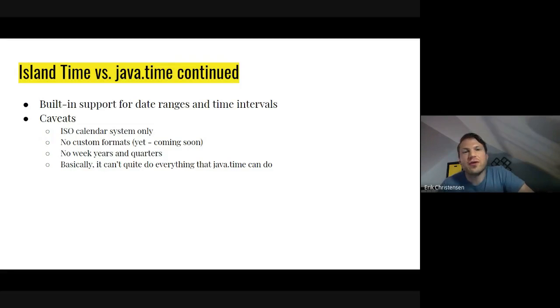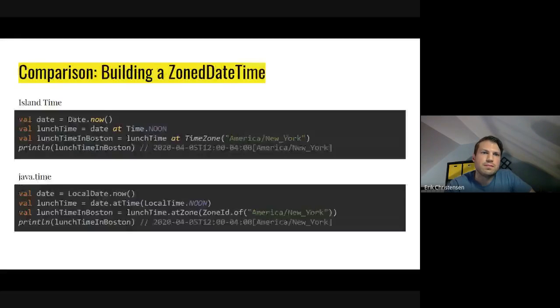It's ISO calendar system only. There's no support for custom formats yet without tapping into some platform-specific code. You get no week years and quarters, and basically it can't quite do everything that Java time can do. It's not all exposed, at least through common code. You can always convert between different types.